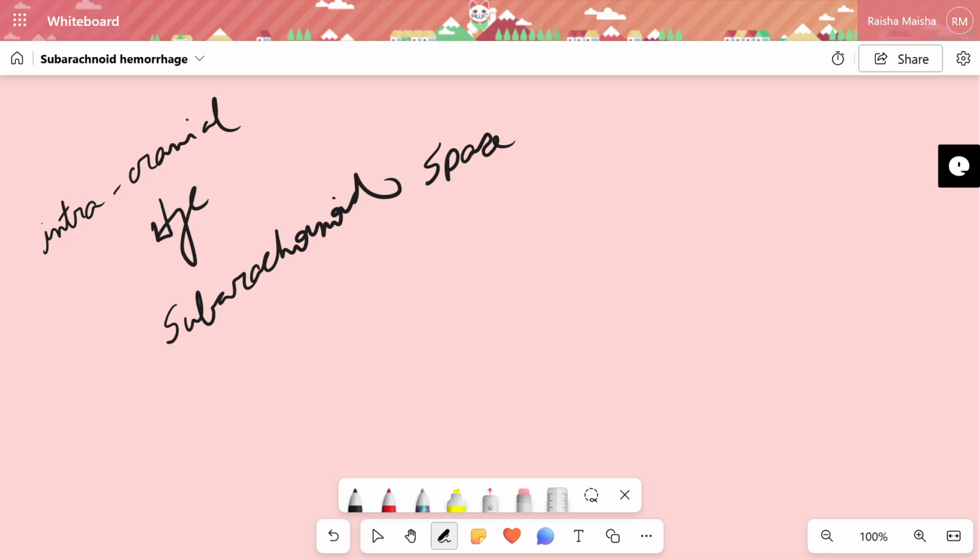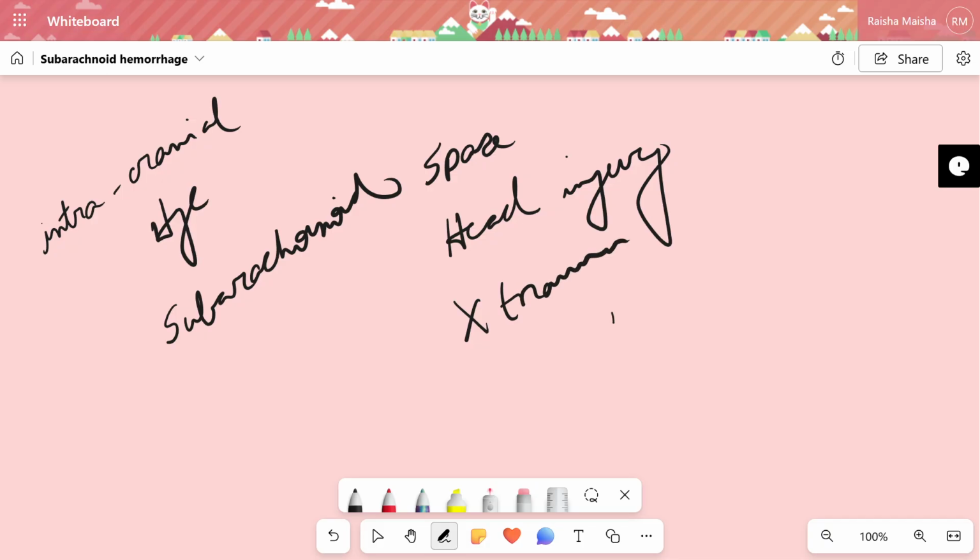The most common cause is head injury. So trauma is the number one cause of this subarachnoid hemorrhage. In the absence of trauma, subarachnoid hemorrhage is termed as spontaneous subarachnoid hemorrhage. So without trauma, it is termed as spontaneous subarachnoid hemorrhage.